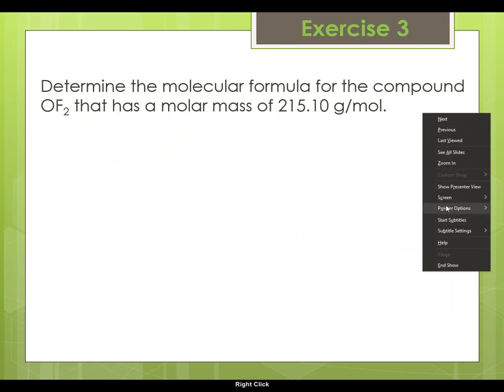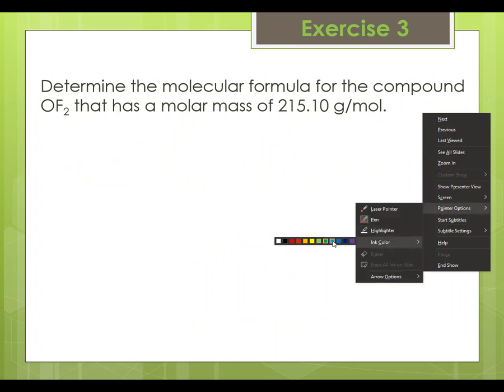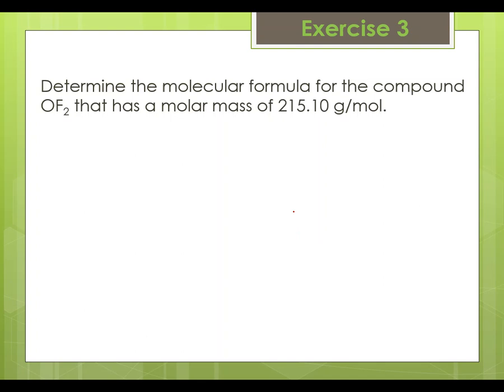Exercise 3 is showing us this type of problem. Let's go back to red. Determine the molecular formula for a compound OF2 that has a molar mass of 215.10 grams per mole. Well, this is obviously an empirical formula because it's in its reduced form. OF2, you can't reduce that anymore. So this is our molar mass of the molecular formula.